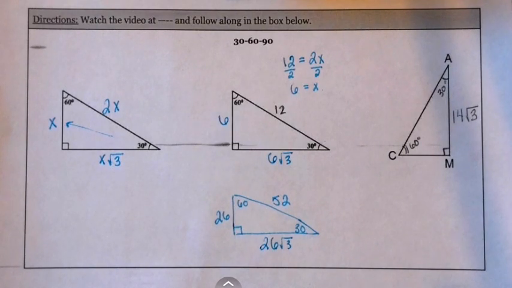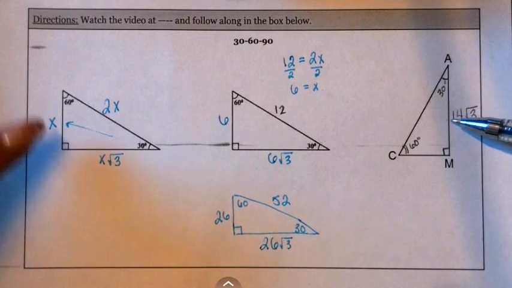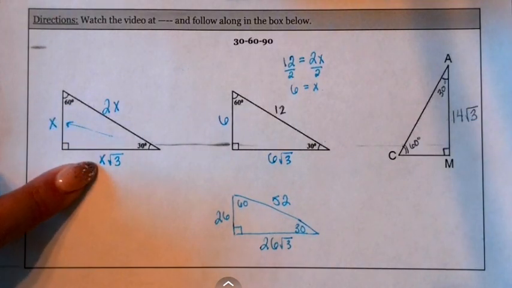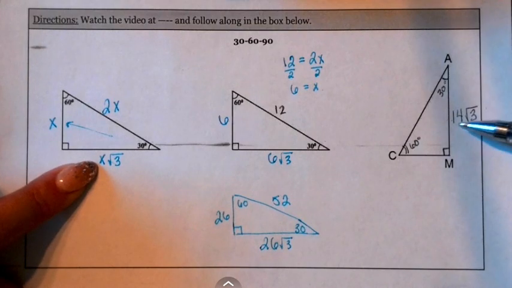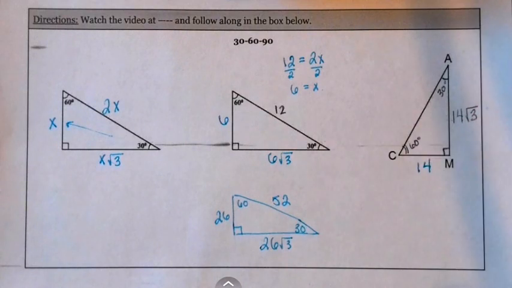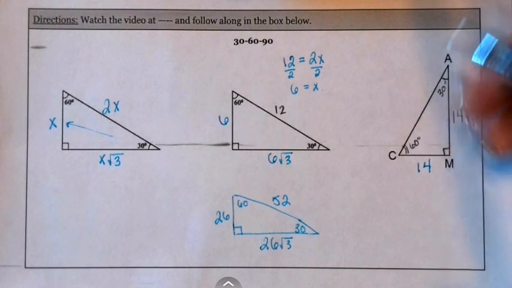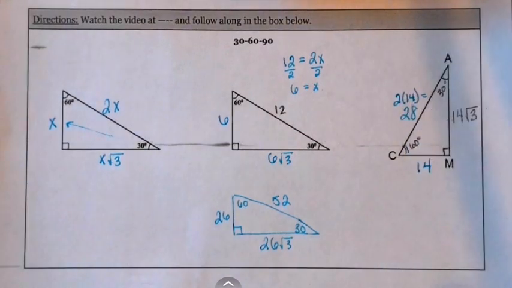For the very last one, I'm given the side length that is across from 60 degrees. If I look back over here, that would be this one, x times the square root of 3, and I have 14 times the square root of 3. That tells me that 14 is my x, so my shortest side has a length of 14. My longest side has a length of 2 times 14, which ends up being 28. Hopefully that helps with the little mini lesson.